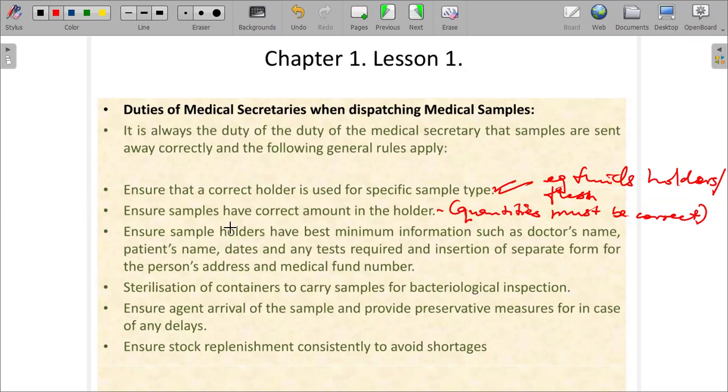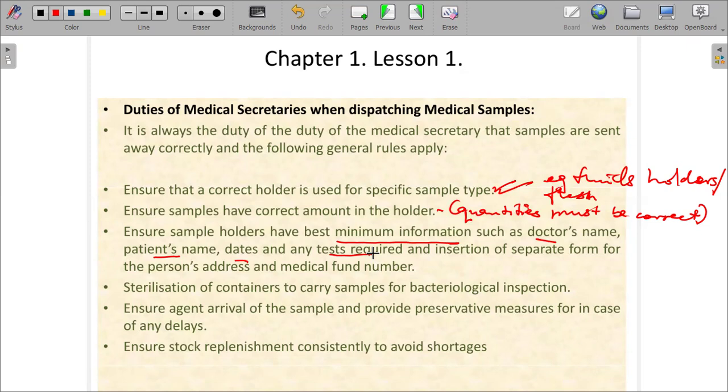And then ensure sample holders have the bare minimum information. The minimum information must be on the sample holders. As you can see, we are saying the doctor's name, the patient's name, the dates on which the samples were collected, the test required, and also insertion of a separate form for the person's address and medical fund number, for example, in regard to the paying of the bills. It is the duty of the medical secretary to ensure that the minimum information required is placed on the sample holder.